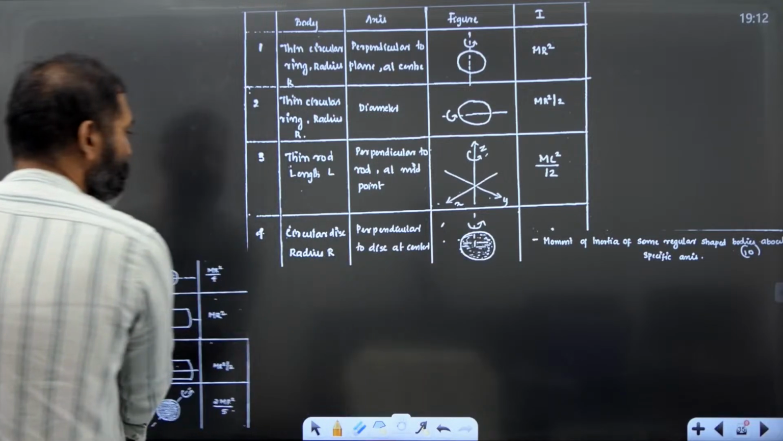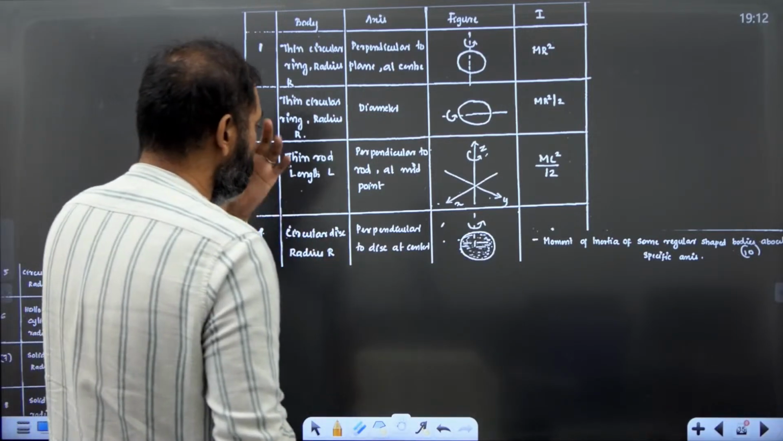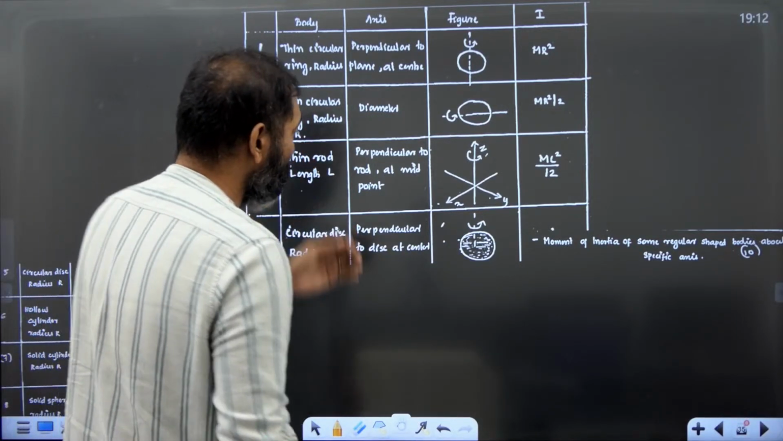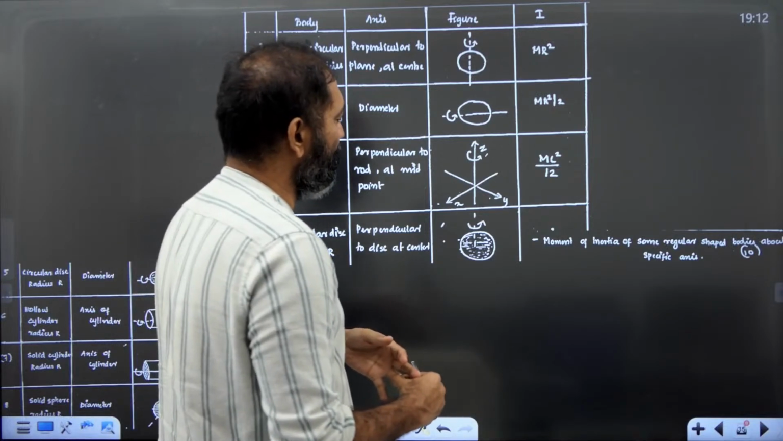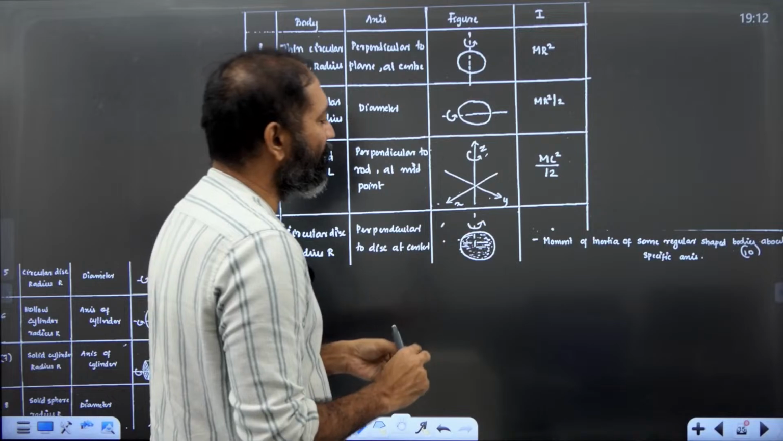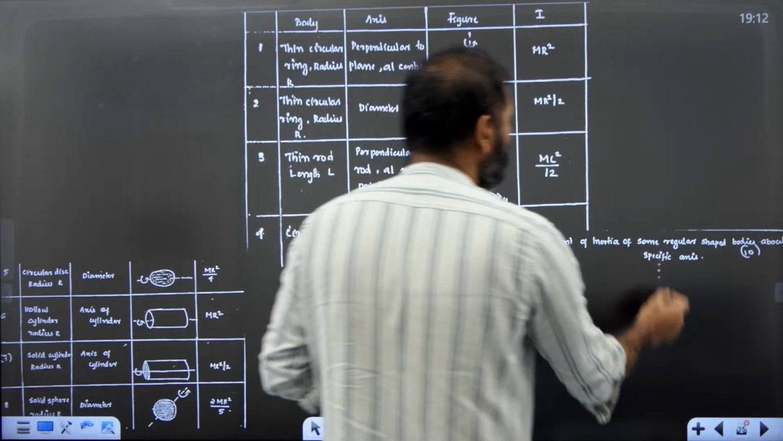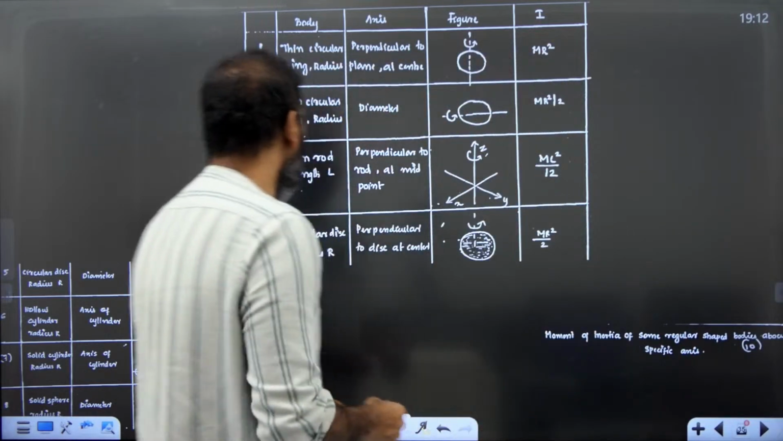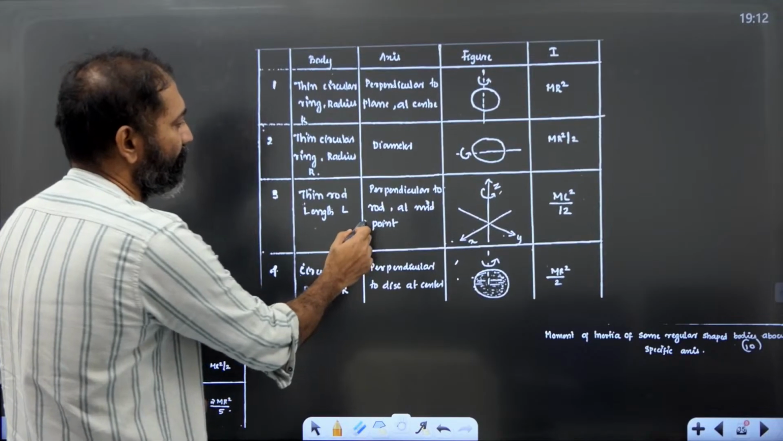Then what is the next case? Circular disc, axis perpendicular to the disc at the center. Suppose this is a disc and the axis is perpendicular to the disc. What is the moment of inertia formula? MR square by 2. Please note down this.